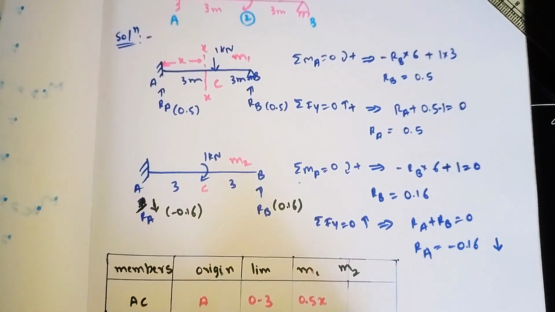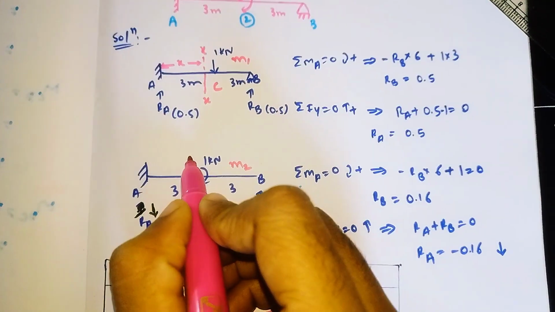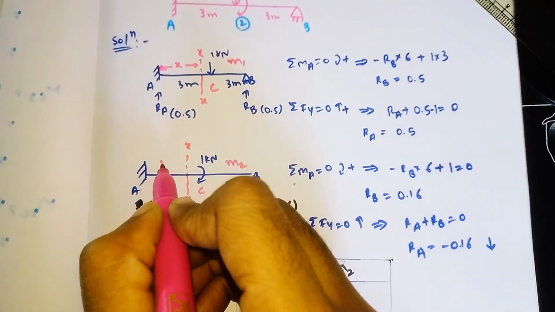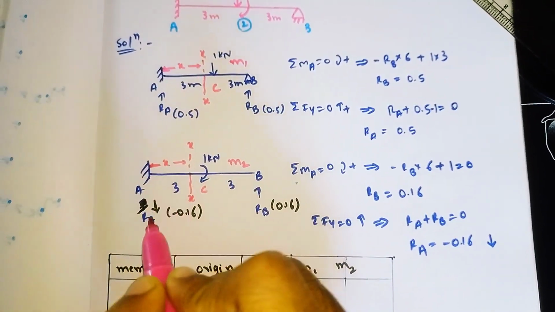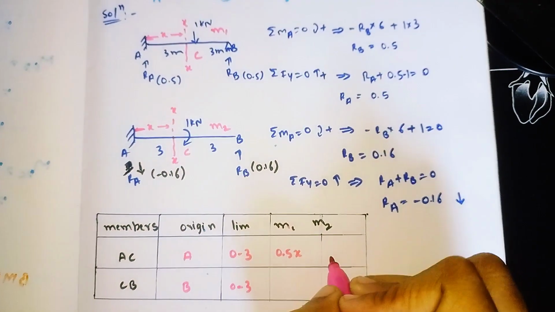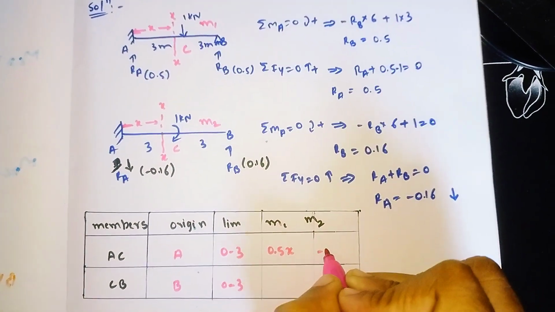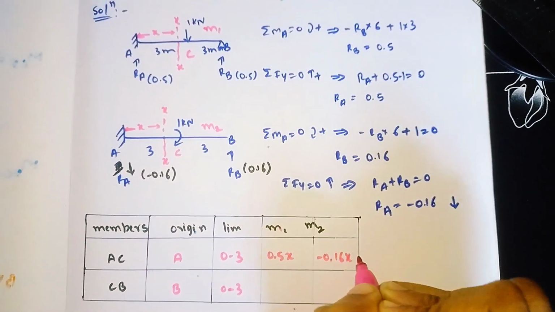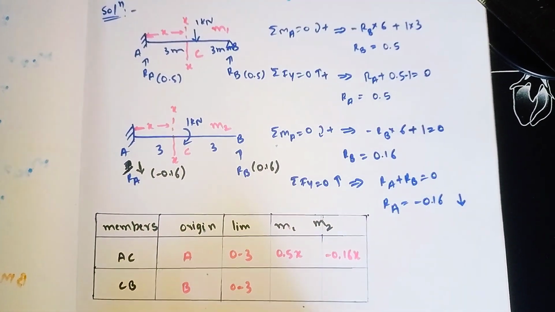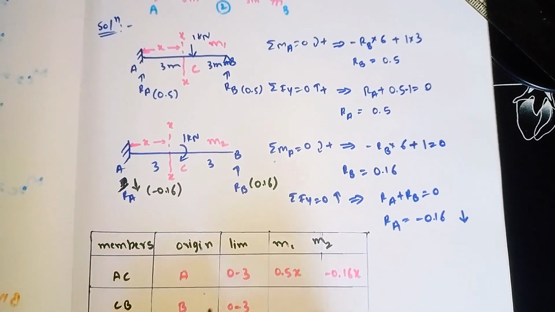And for m2 we need to see diagram number 2, cut the section far away from the origin A at a distance of x, and your intensity is minus 0.16, it is downward at a distance of x, so m2 is minus 0.16 into x. So this is our m2. This is how we need to find the m1 and m2.